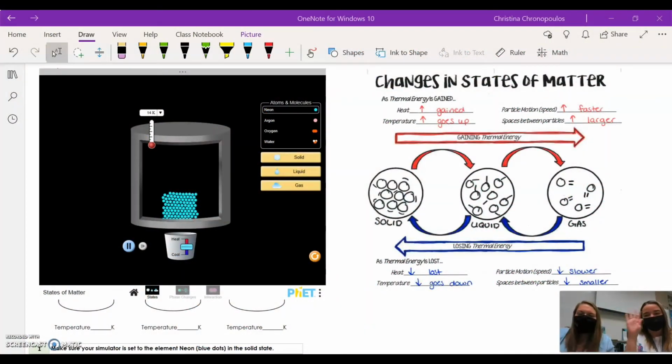Hello, everyone. We're here just to give you a review on Goal 1 for the thermal energy unit. We're going to start off by talking about what happens to a substance when you add thermal energy.